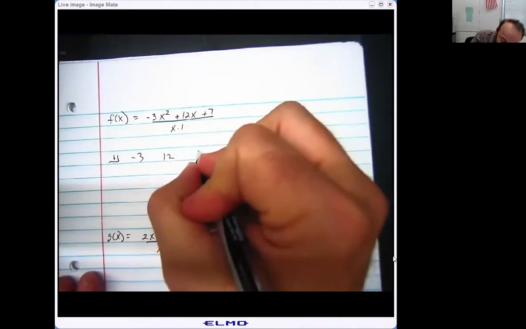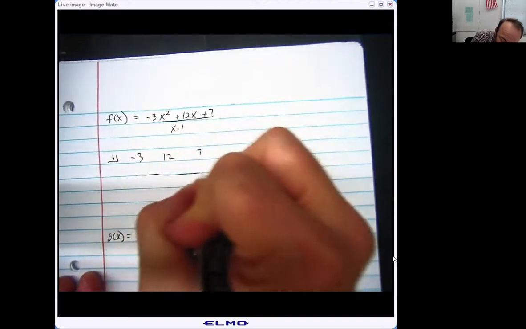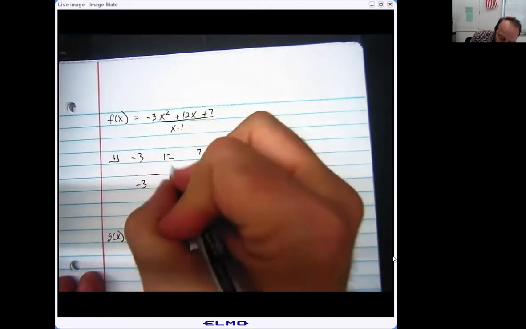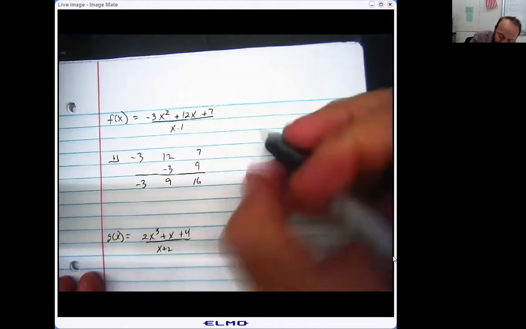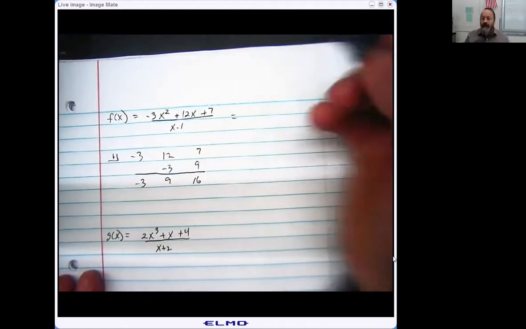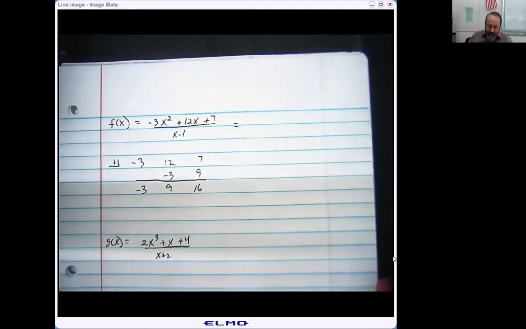So I'm going to start by doing a quick division using synthetic division. Here we go. I'm going to go through this process that we have, and I'm going to write a summary statement.